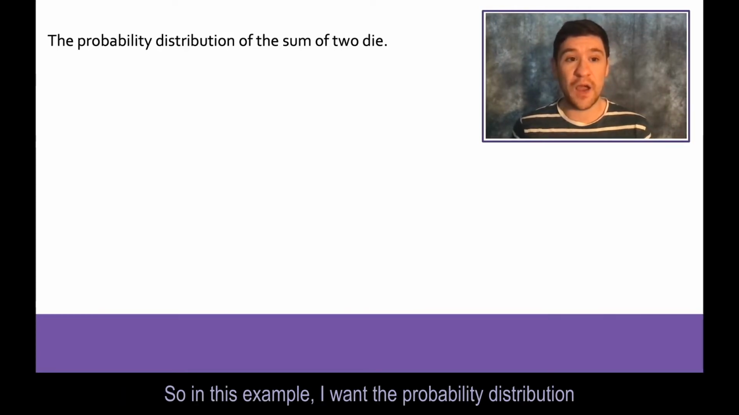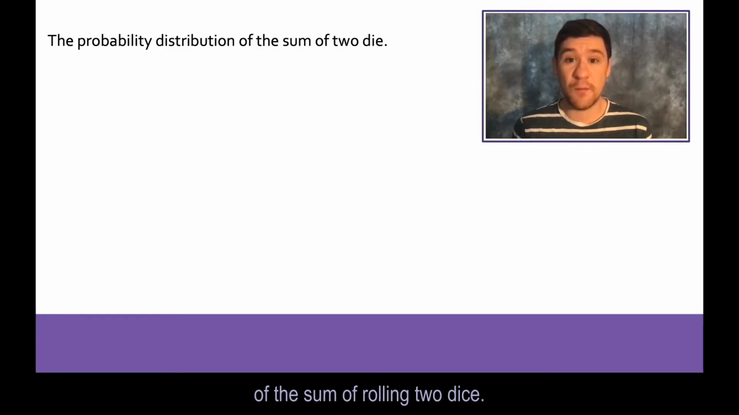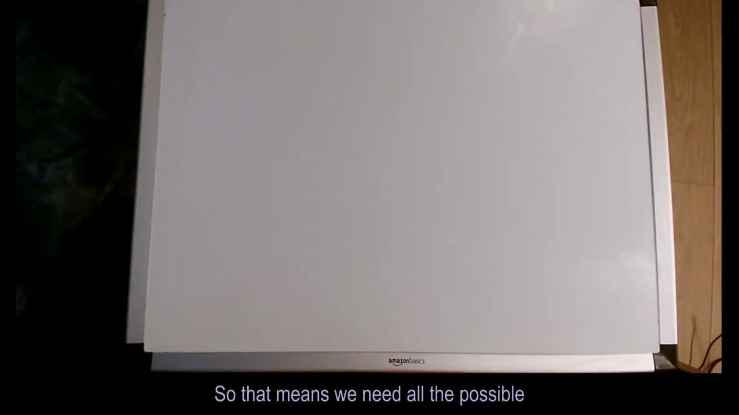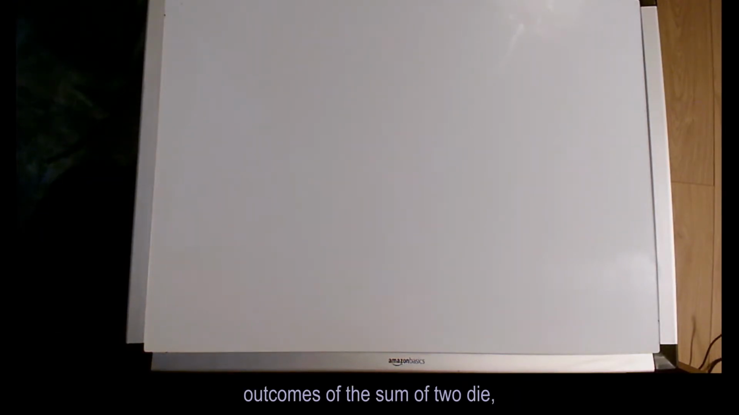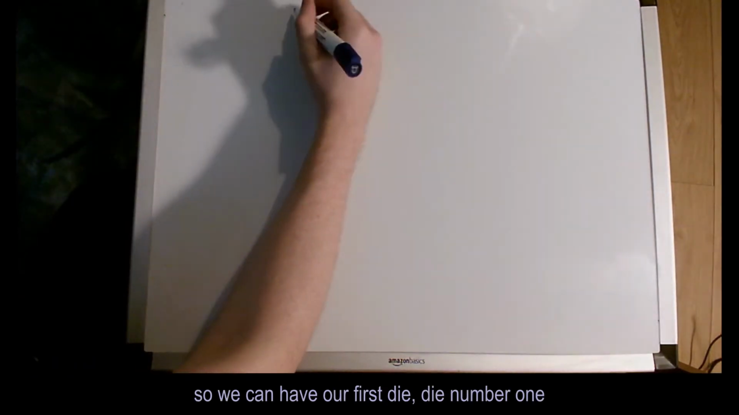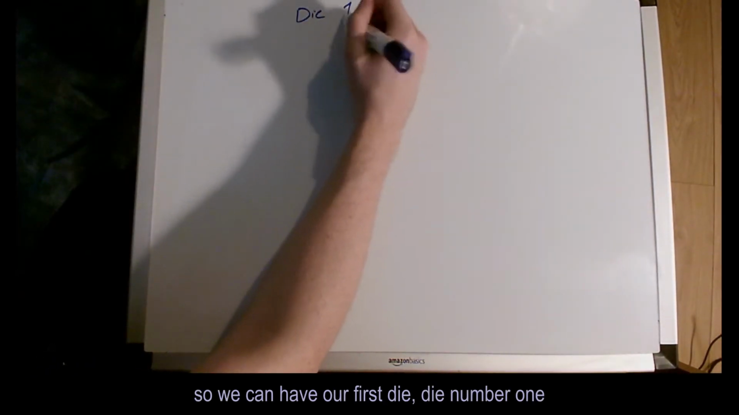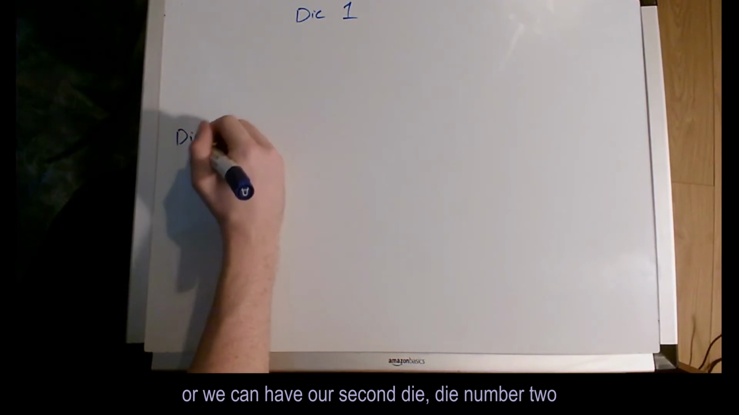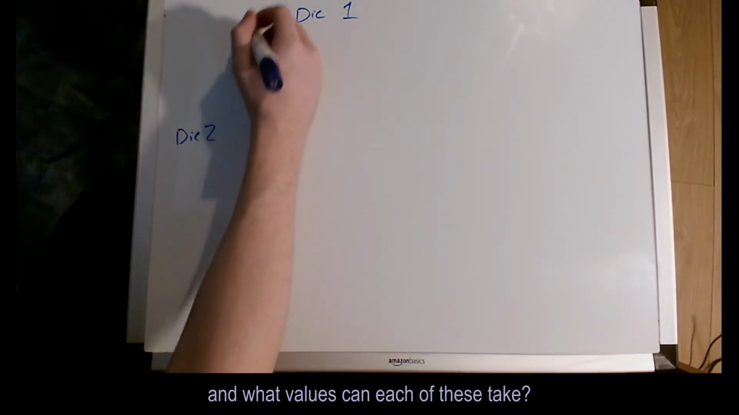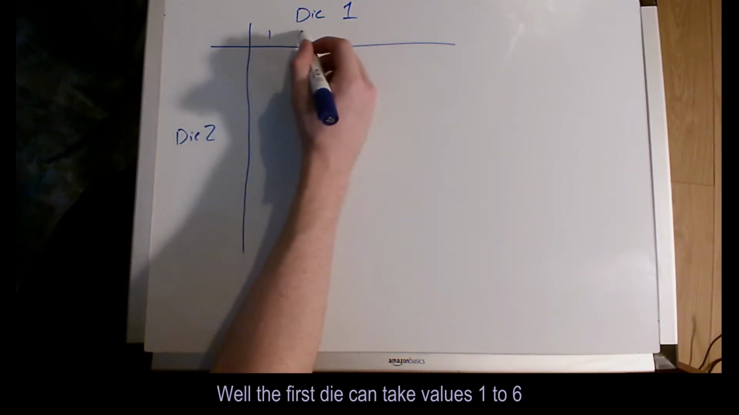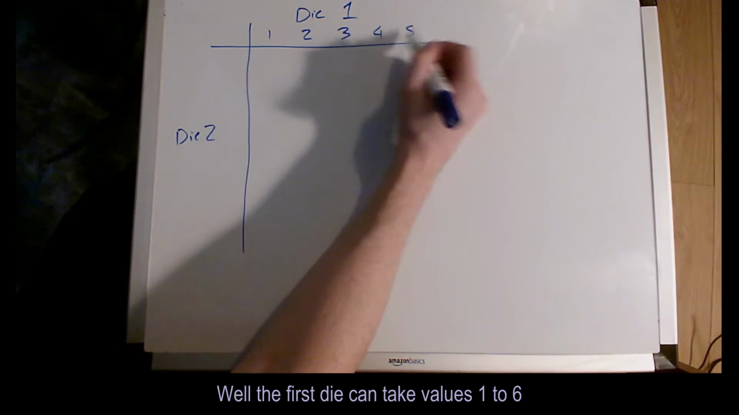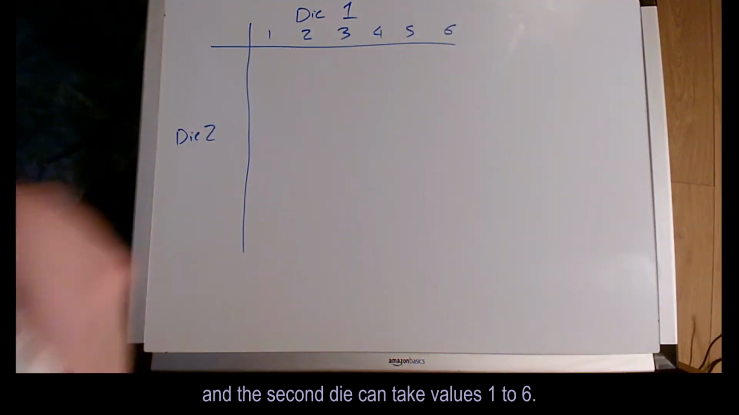So in this example, I want the probability distribution of the sum of rolling 2 die. So that means we need all the possible outcomes of the sum of 2 die and the probability associated with them. So let's think about all the possible outcomes of the sum of 2 die. So we can have our first die, die number 1, or we can have our second die, die number 2. And what values can each of these take? Well, the first die can take values 1 to 6, and the second die can take values 1 to 6.